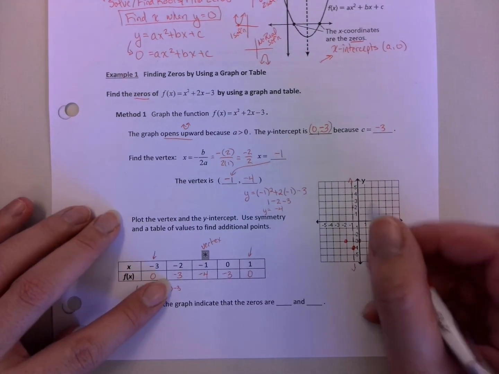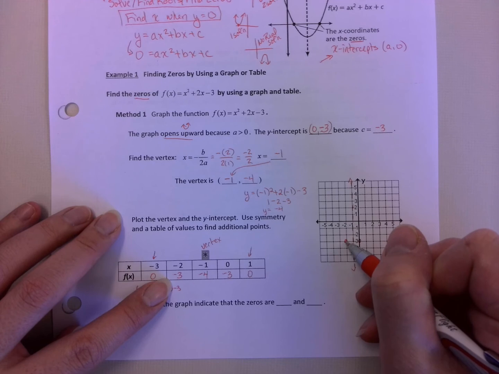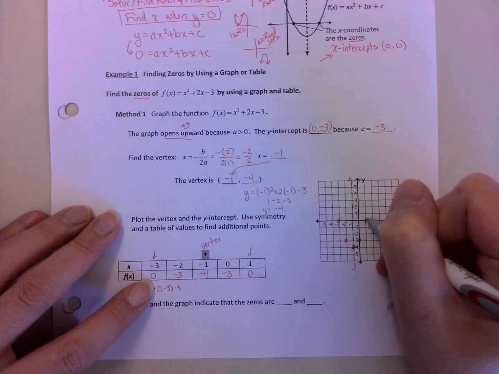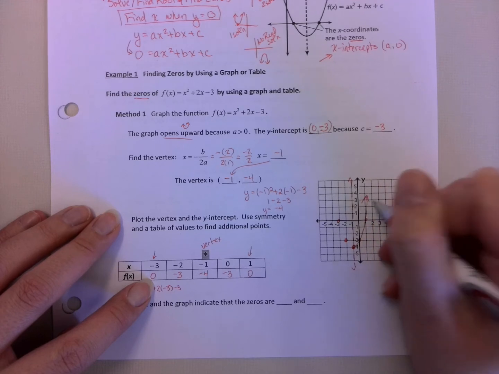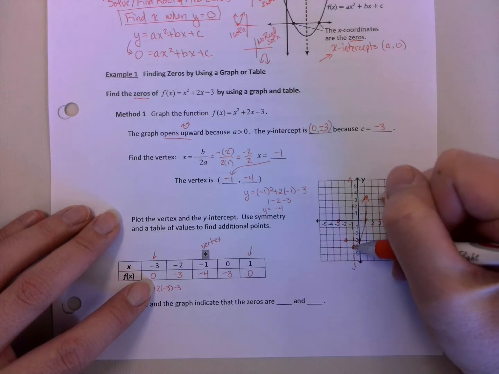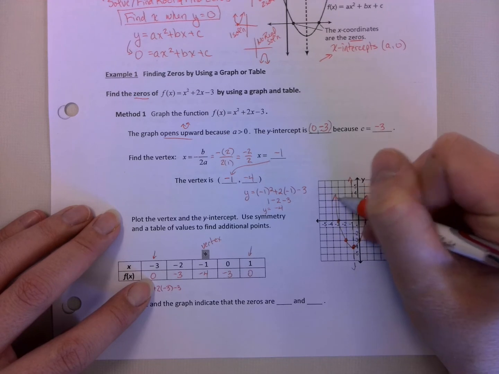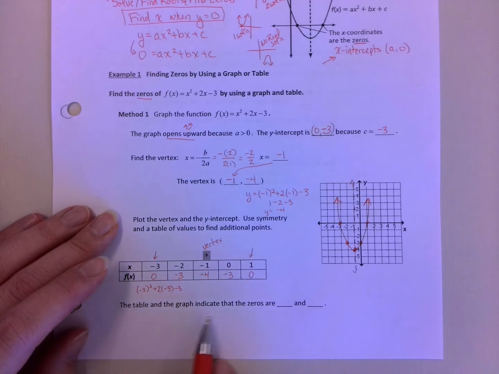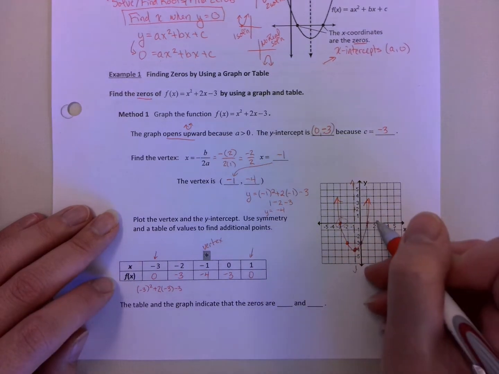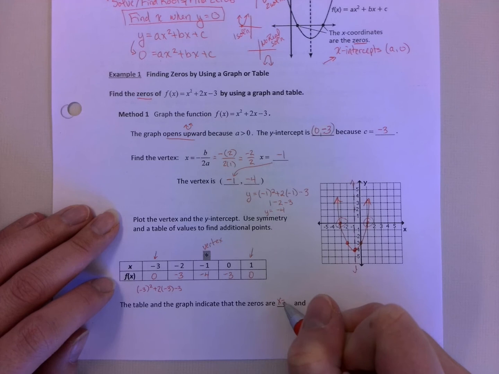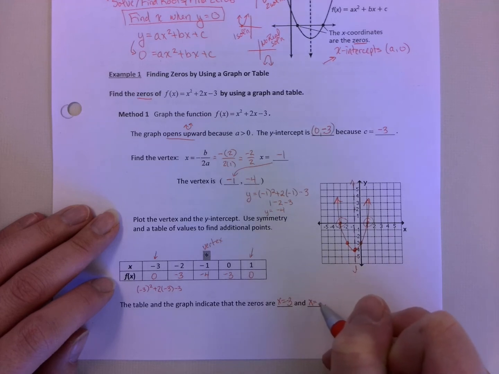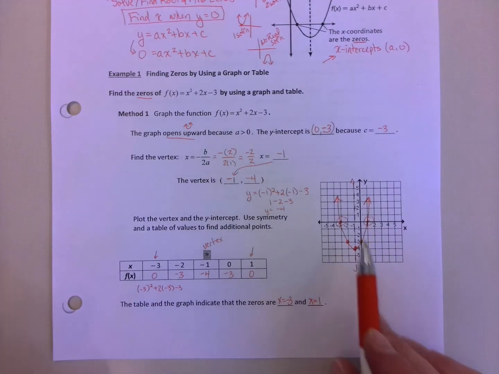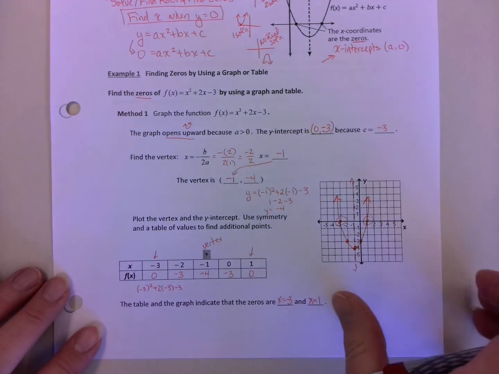I would go to -2, -3, which we had from reflecting, -3, 0, and 1, 0. And so if you're asked to solve by graphing, then no matter what, you need to create that graph. But we can also see that these are my x-intercepts. So the table and the graph both indicate the zeros are at x equals -3 and x equals 1. So here's an example where I have a quadratic that has 2 solutions by graphing it.